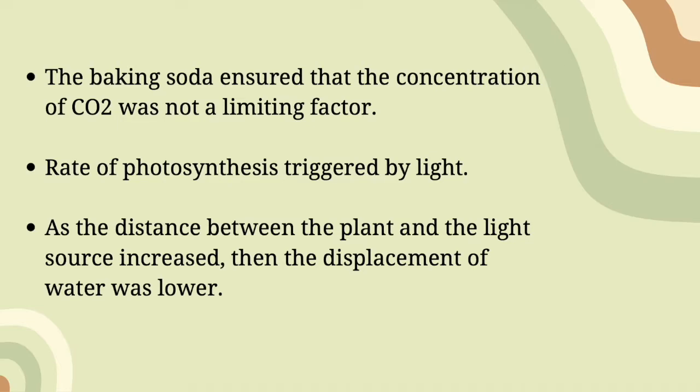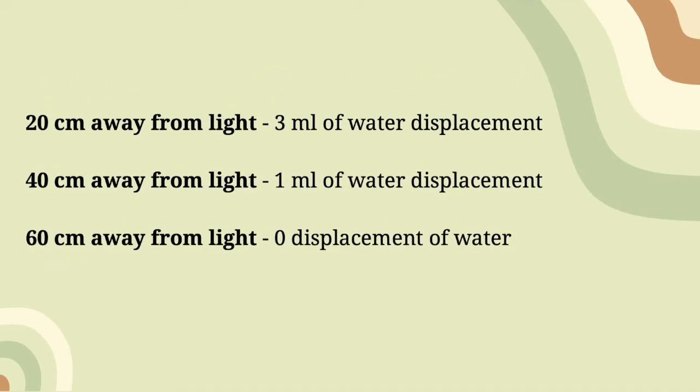Aquatic plants such as moneywort plants release oxygen when they undergo photosynthesis, and the rate of photosynthesis is determined by measuring the amount of oxygen collected that had displaced water. Photosynthesis in plants is triggered by light, and this experiment indicated that as the distance between the moneywort plant and the light source increased, the displacement of water was lower, meaning the rate of photosynthesis decreased.